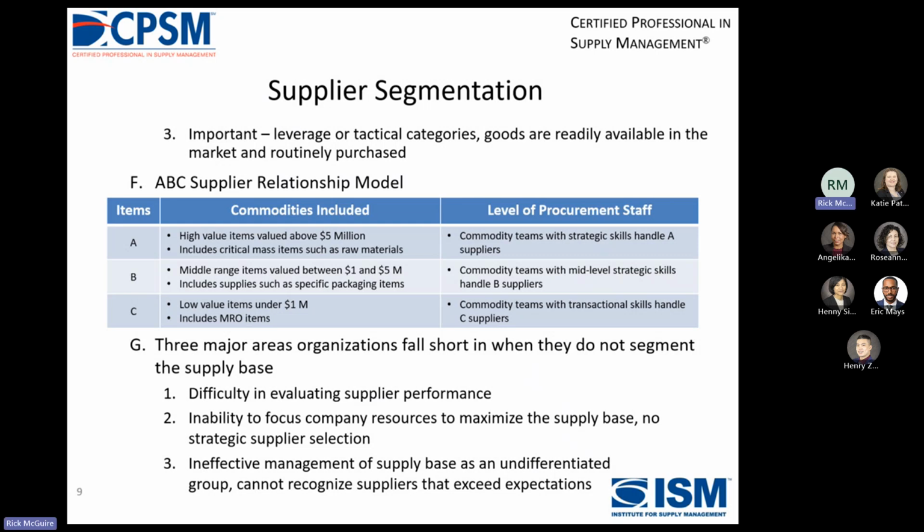So these are the major areas where organizations fall short when they do not segment the supply base. And the only segmentation we really do is with SPM. Difficulty in evaluating supplier performance, inability to focus company resources, ineffective management of the supply base in an undifferentiated group. We get away with it because we focus on our SPM suppliers, which are 86% of our spend.